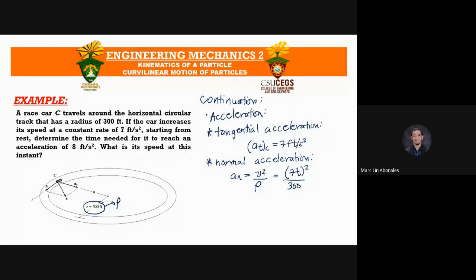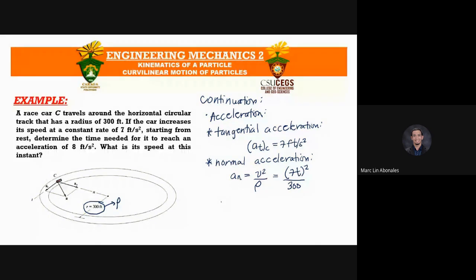Ngano man ang velocity nato is the 70 because ang velocity manggod nato, that is the speed kung asa pangitaon nato at the instant na ma-reach niya ang 8 feet per second squared. So unsang speed niya kung ma-reach niya ang 8 feet per second squared. So ang v nato ani would be the 70.